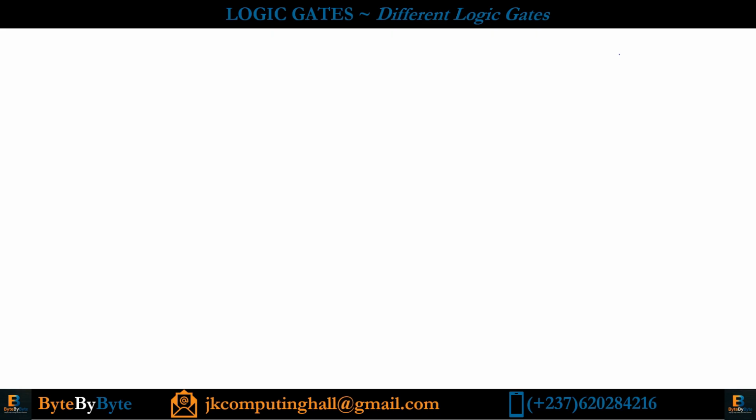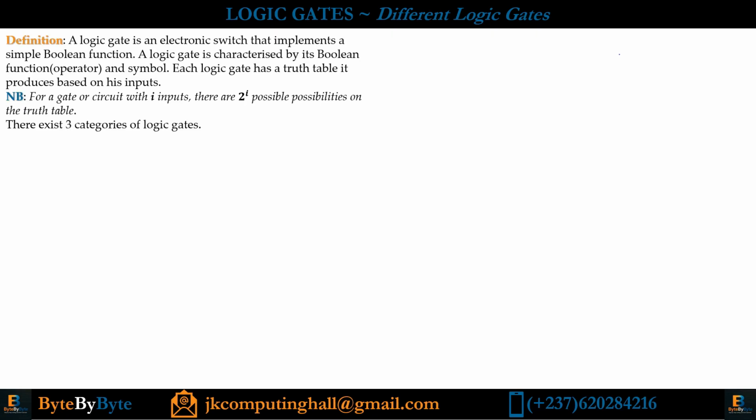Today we are dealing with advanced level computer science 795, the chapter logic gate. Let's start with lesson 1, a different logic gate, which is somehow the introduction. A logic gate is an electronic switch that implements a simple Boolean function. A logic gate is characterized by its Boolean function, that is the operator, and symbol. Each logic gate has a truth table it produces based on its input.